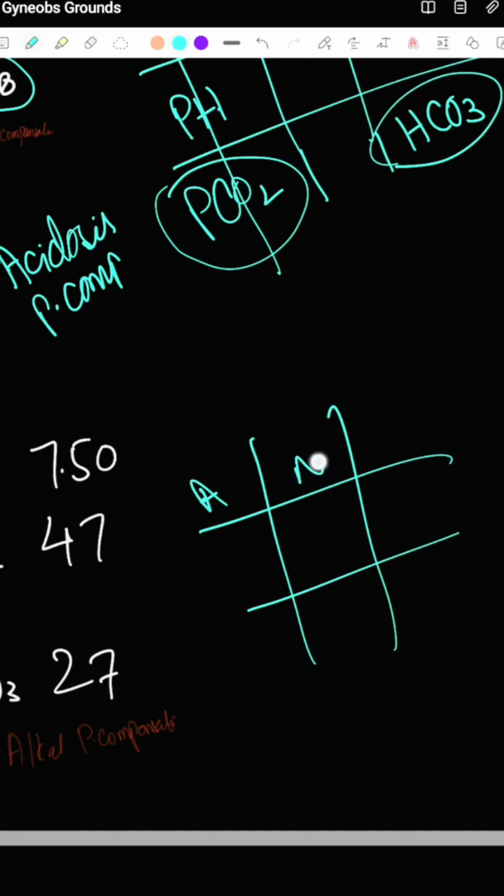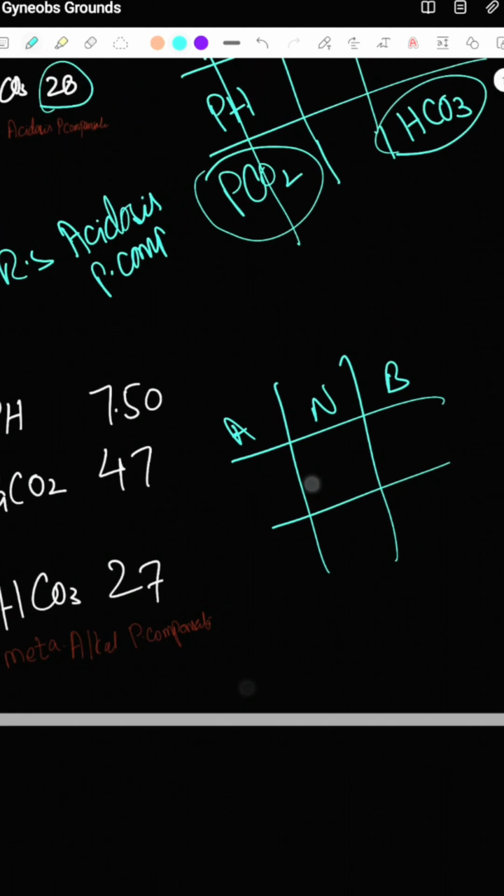This is acid, this is normal, and this is base. So the pH is 7.50. It means that it is more, so the pH will come under the base. The PaCO2 is 47, which is not normal, and HCO3 is 27. The normal is 26, so it will come under the base.